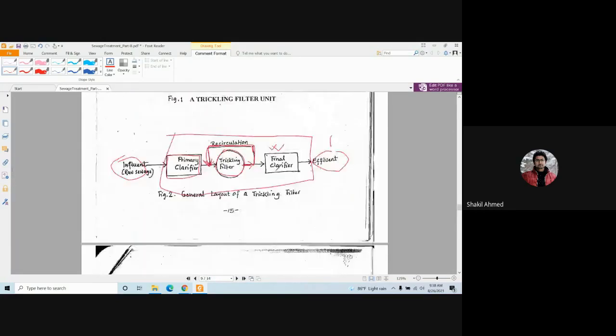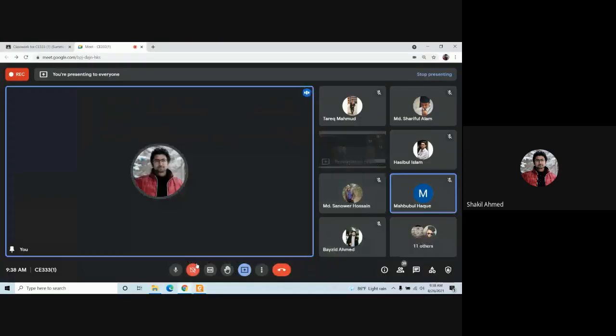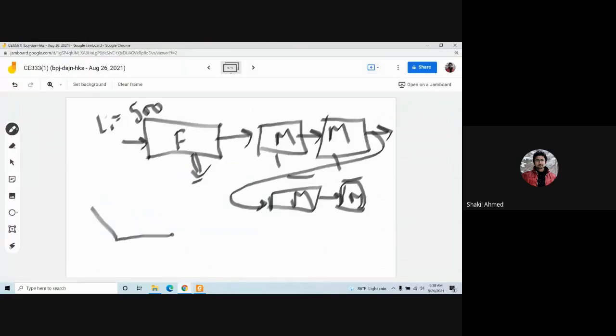Now, this water already has bacteria in it. So you are recirculating this water. That means you are recirculating the bacteria and putting them again here. That means, you know, when you want to make yogurt, did you ever make yogurt? What do you have to do?